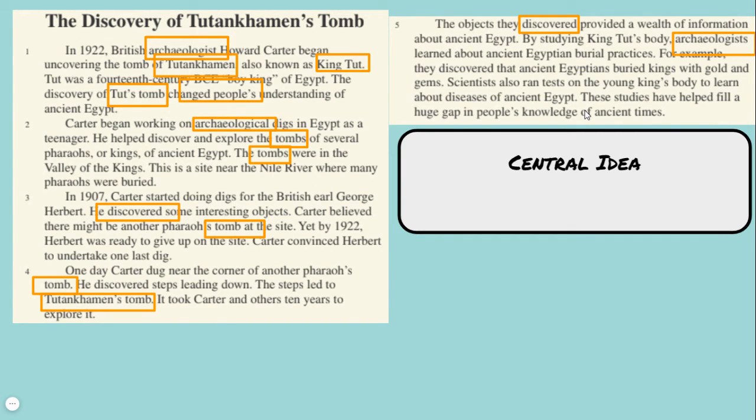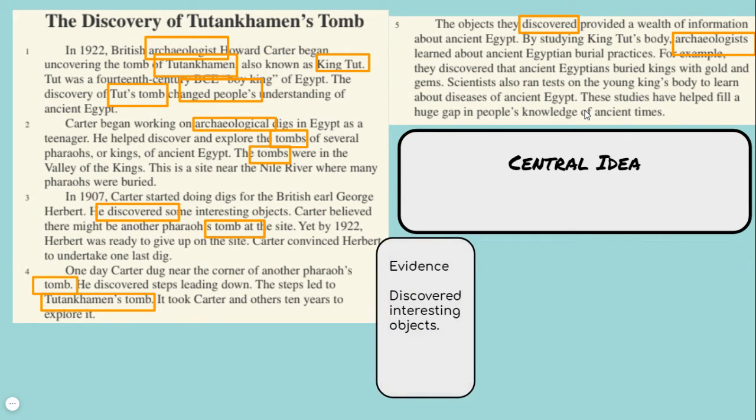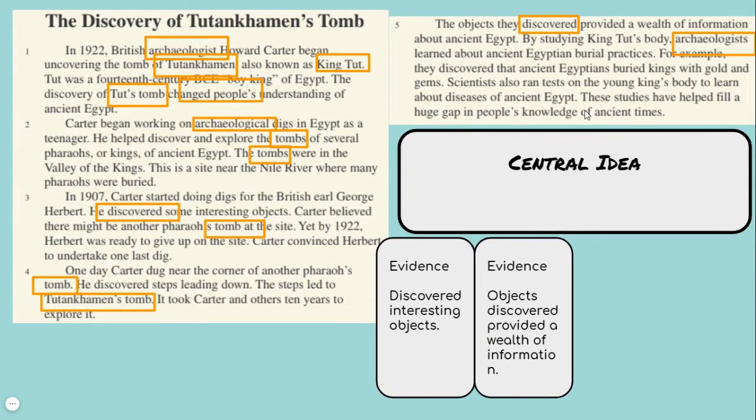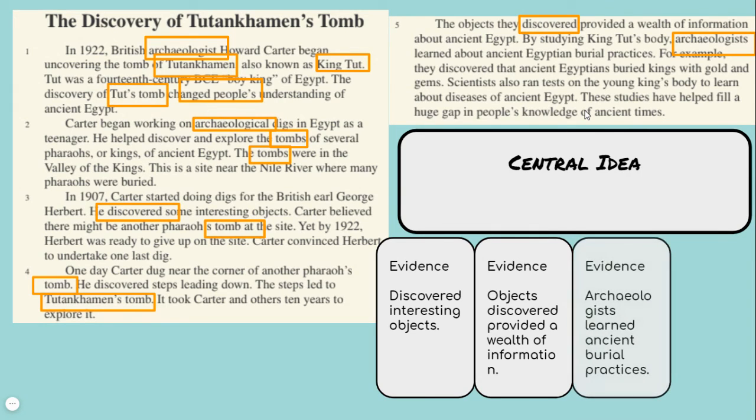Glance back through paragraphs 1 through 4 of the discovery of Tutankhamun's tomb. What are some words the author repeats? Discovered, Tutankhamun, tomb, archaeologist. Keep these words in mind as we look more closely at details in the text. Discovered interesting objects. Objects discovered provided a wealth of information. Archaeologists learned ancient burial practices. Ran tests to learn about diseases.